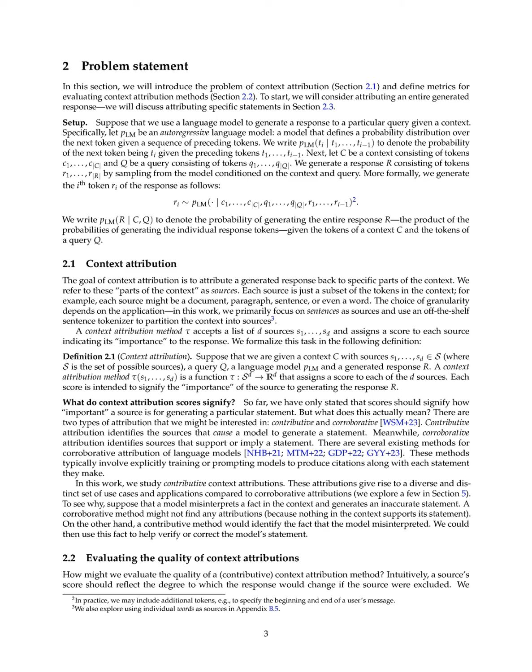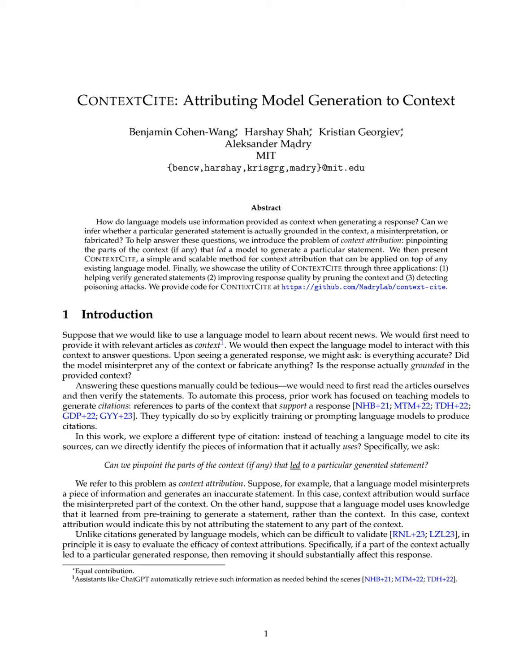The theoretical benefits of using CONTEXTCITE compared to existing methods for citation generation or corroborative attribution lie in its focus on contributive context attribution, which identifies the specific parts of the context that lead to a generated statement. Unlike corroborative methods that may fail to find attributions when a model misinterprets information, CONTEXTCITE can pinpoint misinterpretations, thereby enhancing the model's ability to verify or correct its statements.